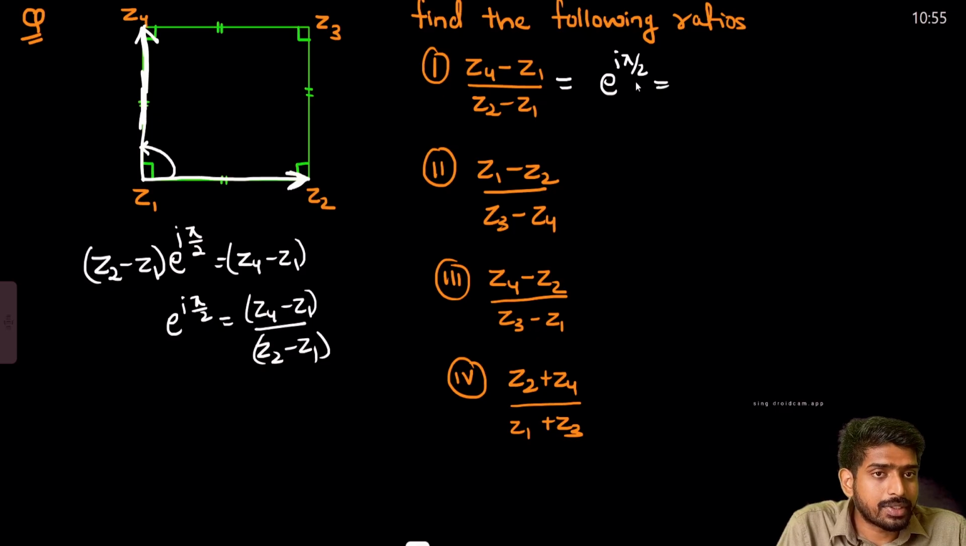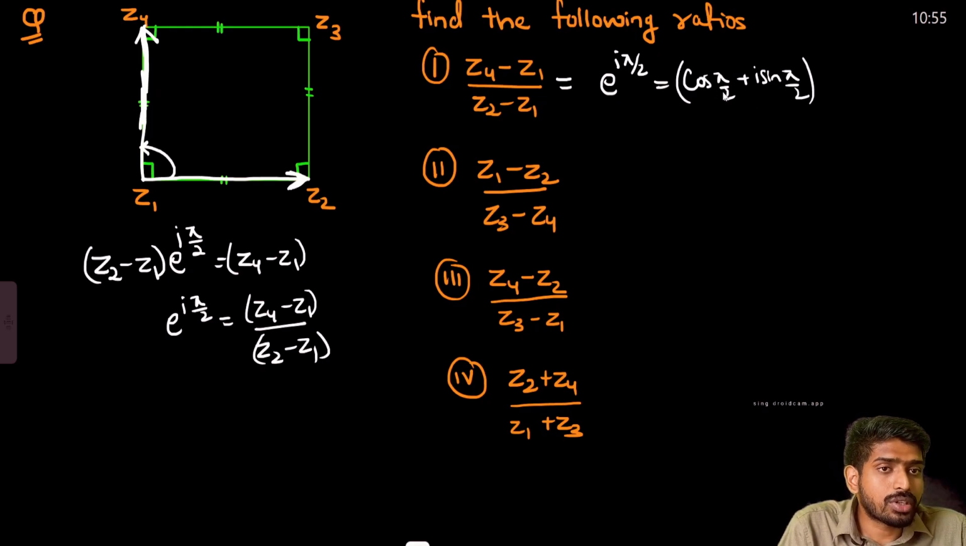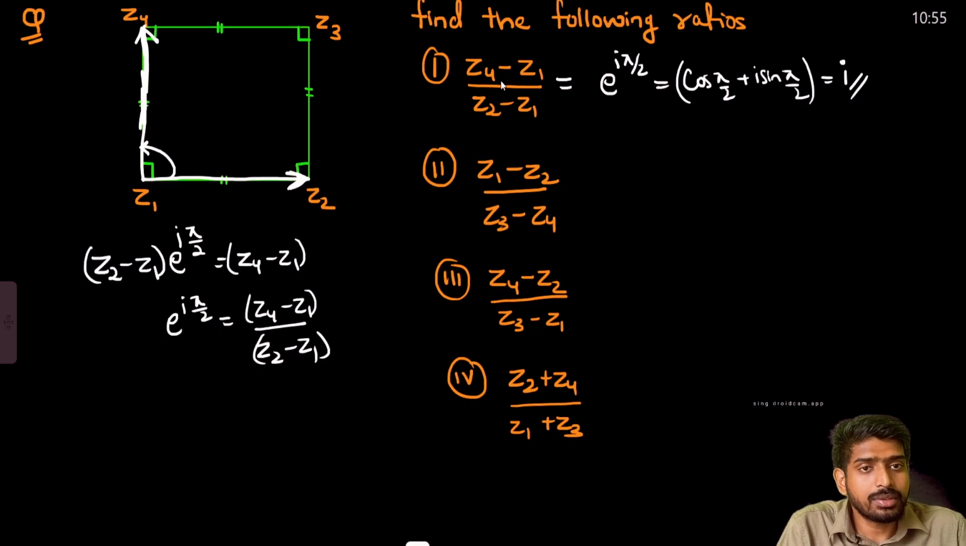Or if I expand this one, this will be cos pi by 2 plus iota sine pi by 2. Okay, so what is cos 90? Cos 90 is 0, right? And what is sine 90? 1. So this will be equal to iota. This ratio is equal to iota.